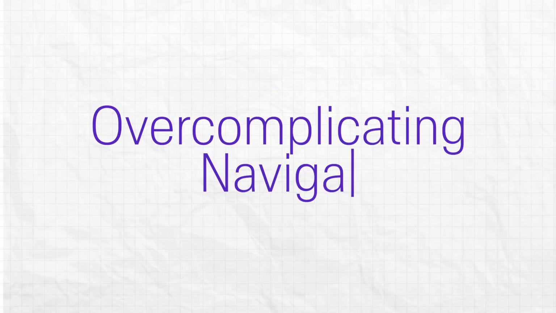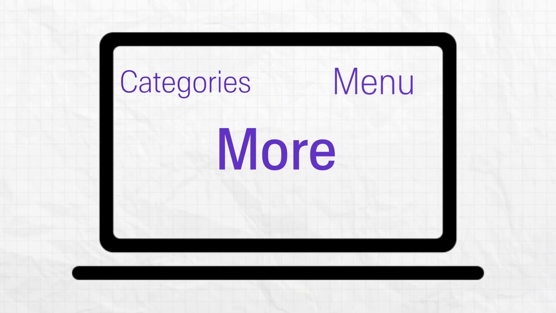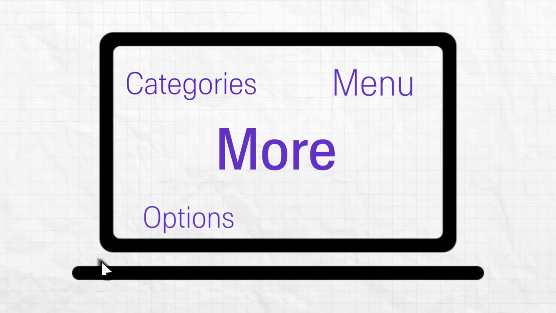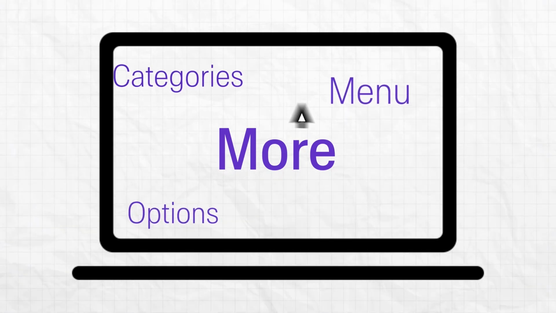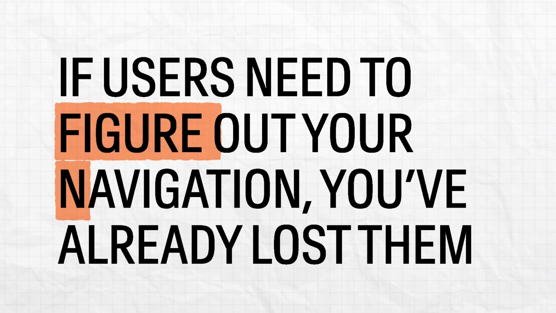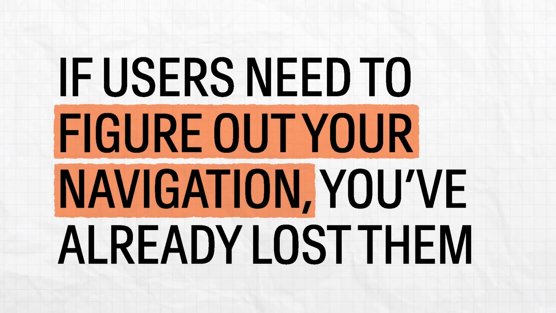The second mistake is overcomplicating navigation. Sometimes we're so eager to show everything that we end up adding more. More menus, more categories, more options, and suddenly the user has no idea where to go. If someone needs a moment to figure out your navigation, you've already lost them.